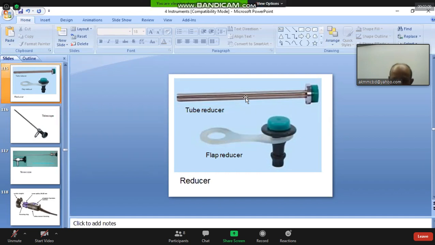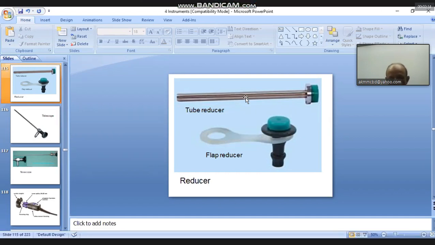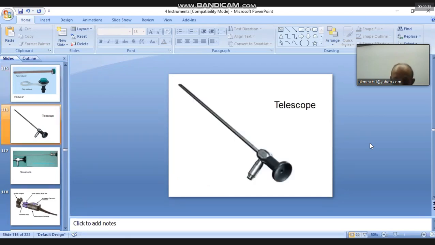This is introduced into the 10 millimeter port, and it becomes a 5 millimeter port. And the flap reducer, only this is a flap type of instrument. Only this part is introduced into the 10 millimeter port, and it becomes a 5 millimeter port. Therefore, these are known as reducer. There are two types of reducer: tube reducer and flap reducer.